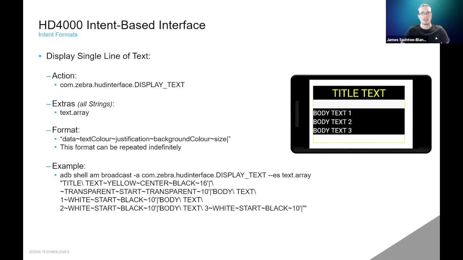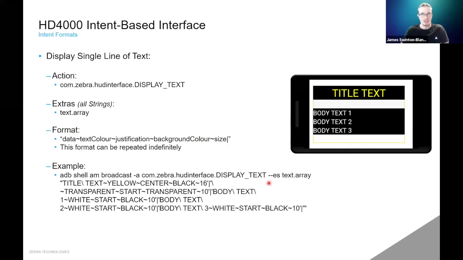In the same vein, if you wanted to display multiple lines of text without having to send multiple calls one after each other, you can do that. And you would send the same action, but you would change the extras and you would use text.array instead, and then you would pass through your text in this format down here, and each one of these formats would denote one line of text. So you have your data, the text color, the justification, background color, and size. You separate all of those with a tilde character, and you end it with a pipe. And then you can copy and paste that format indefinitely for as many lines of text as you want.